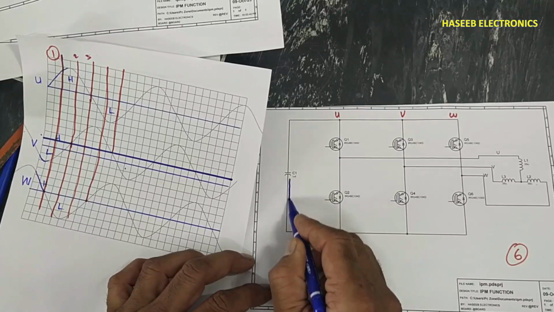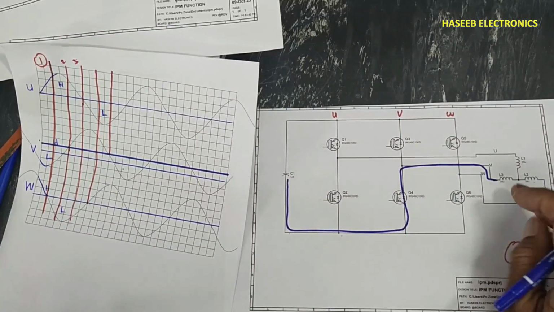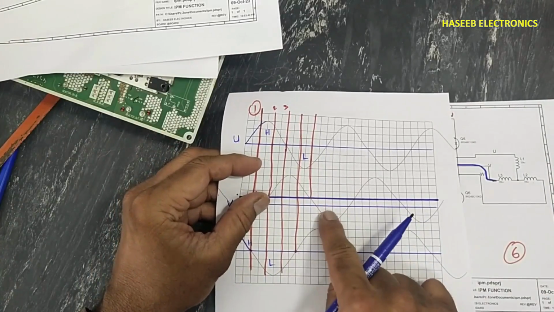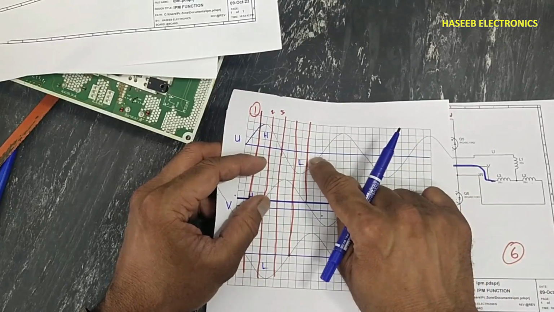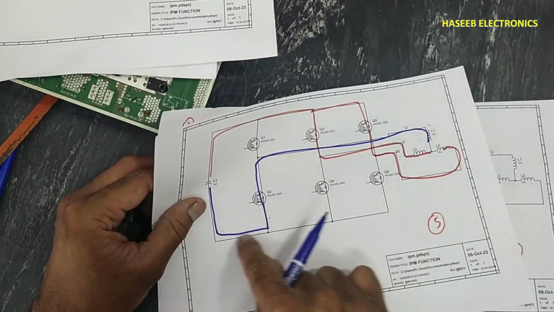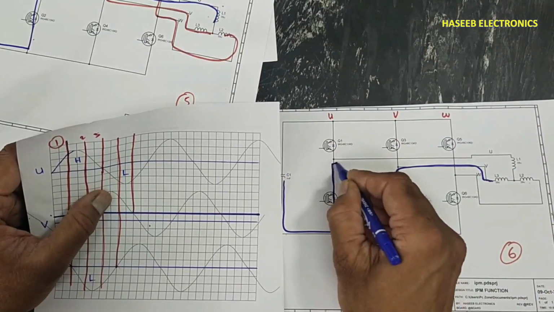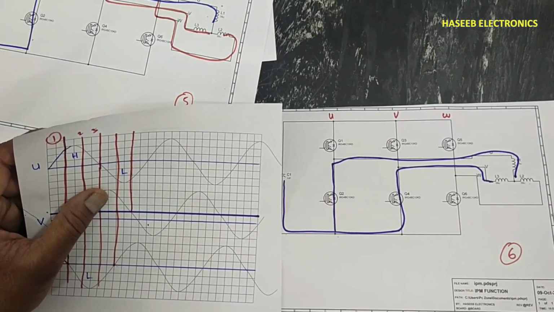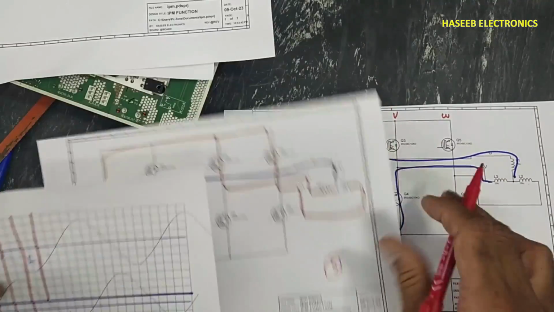So the negative side from here will reach this winding. From here, now this is turned on and this one is already on. U low is already on. Now this compressor needs positive voltage. This is already positive.